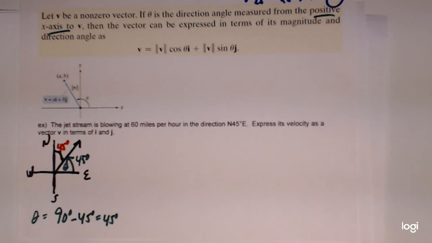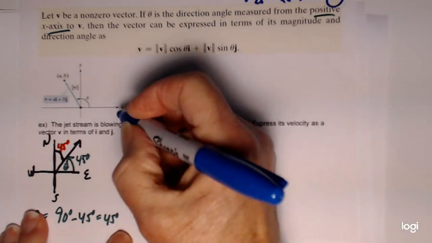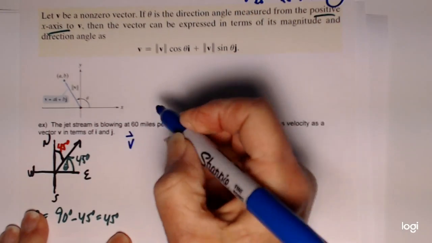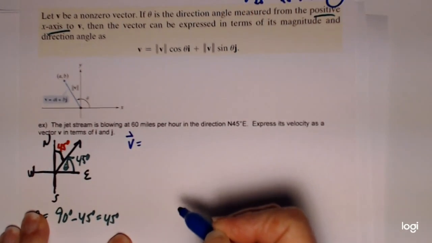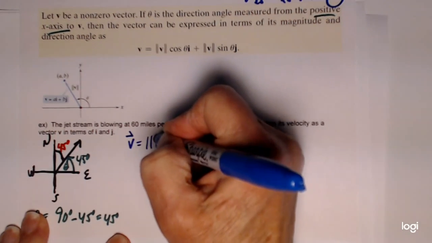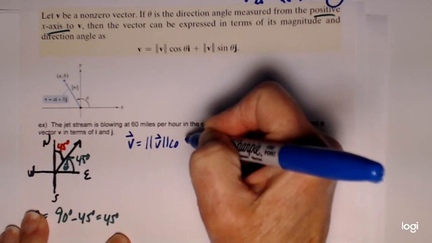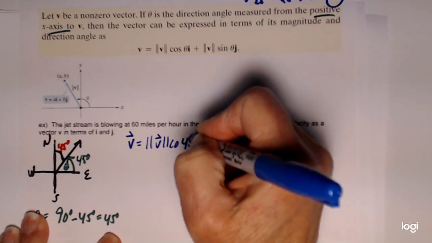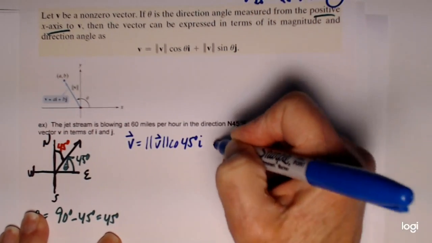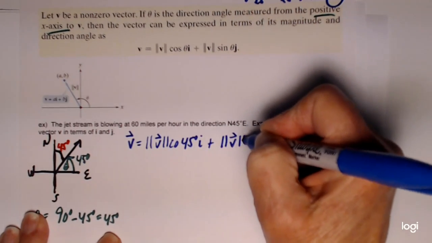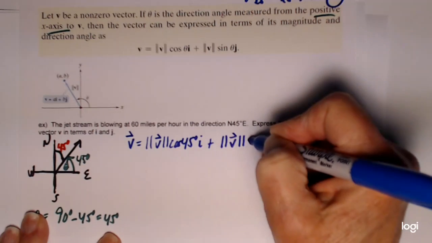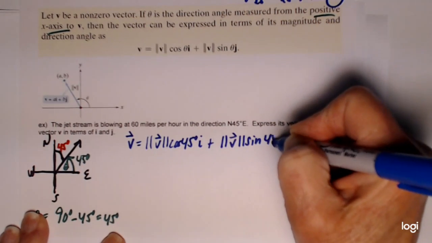Now let's put them together. So to come up with this, we're going to have our vector v is equal to the magnitude, right now I'm just going to use the word magnitude, times the cosine of our 45 degrees, and this is all in front of i. And now, again, the magnitude, and now, whoops, I forgot the s there, times the sine of 45 degrees, in front of j.